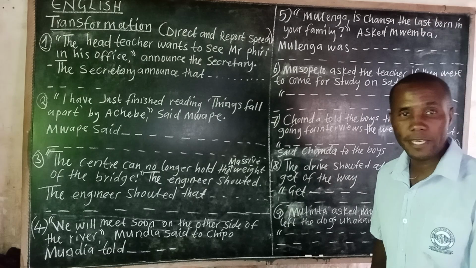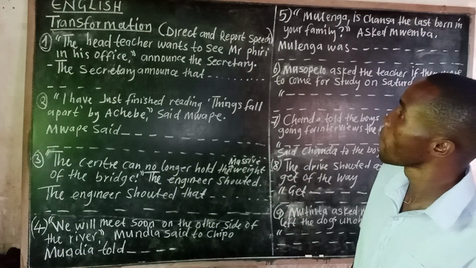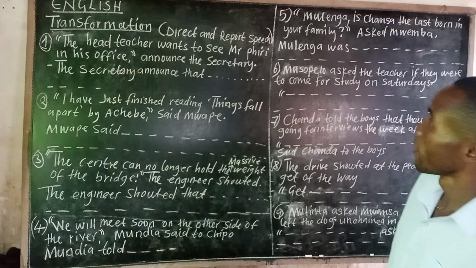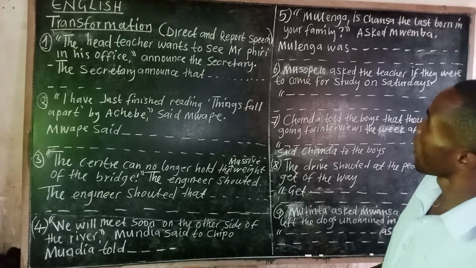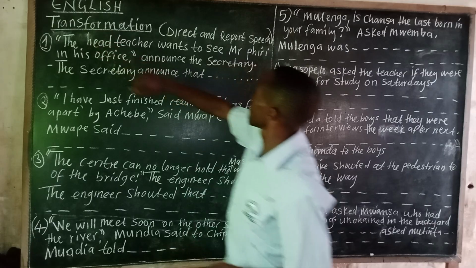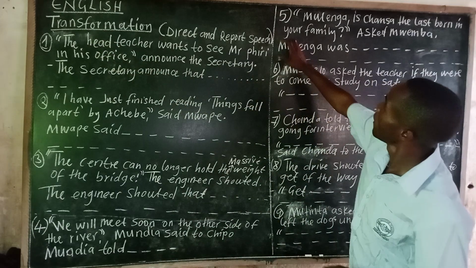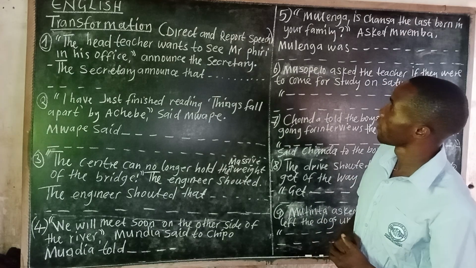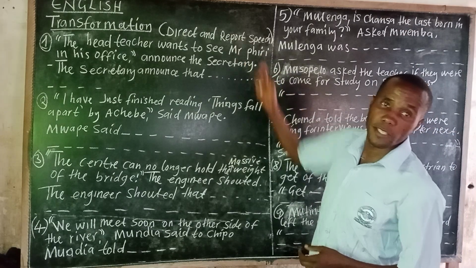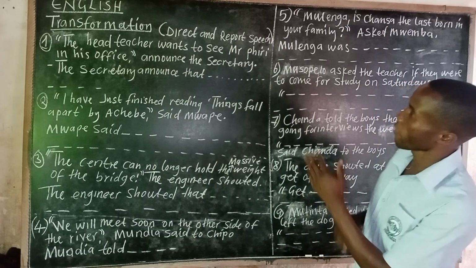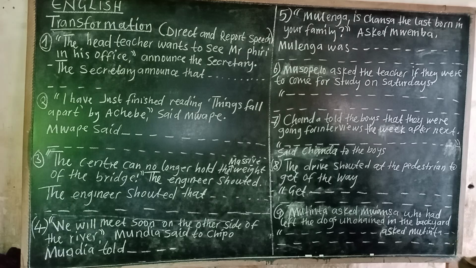So as you may be aware, in English we only have two main parts: composition and structure. Now, this transformation that we are going to look at, we are specifically looking at direct and reported speech. You can either use this word, or alternatively, indirect speech.